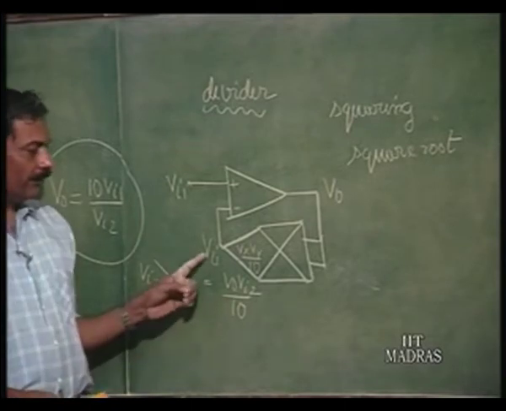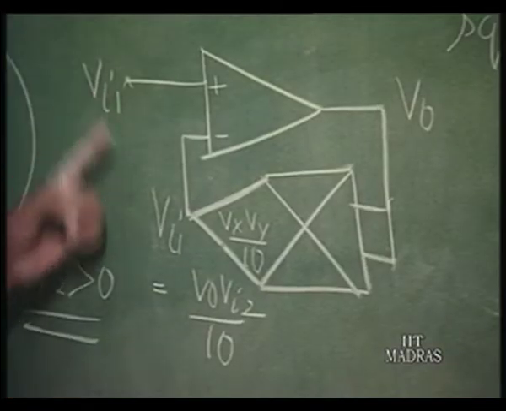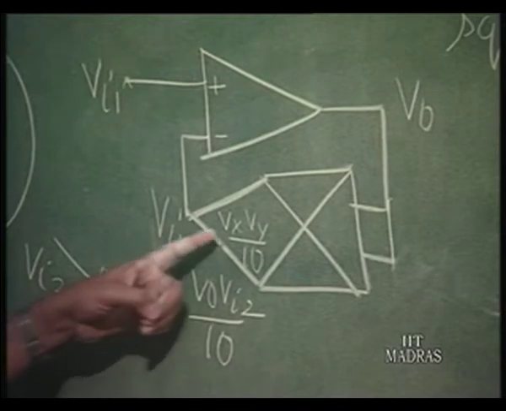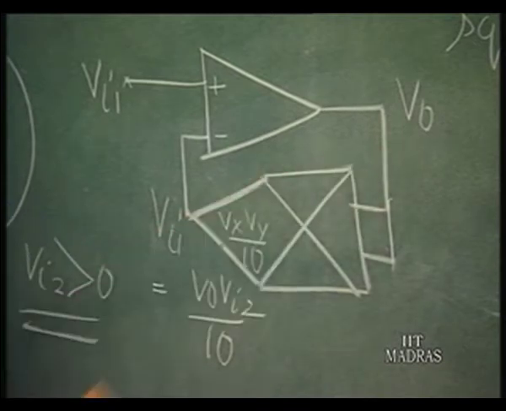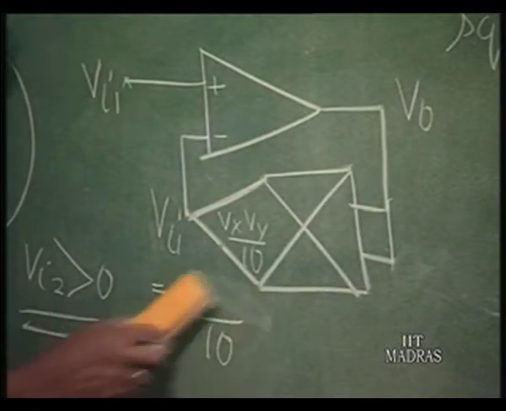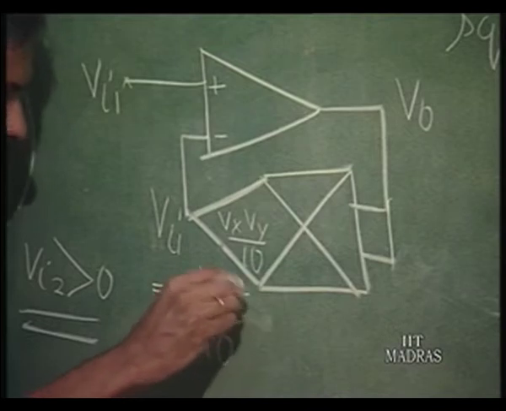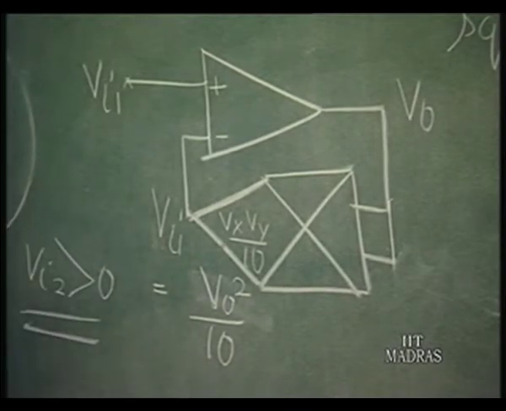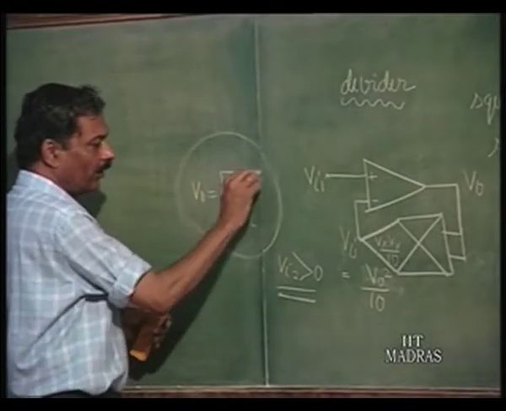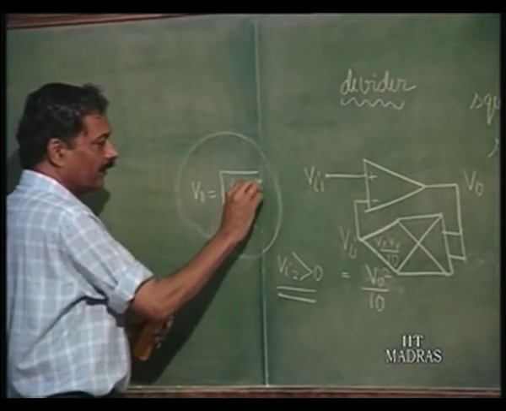So, V I 1 still remains the same. Now Vx and Vy both are equal to V naught. So, multiplication will result in V naught squared, and we get V naught squared by 10 is equal to V I 1, or V naught is equal to root of 10 into V I 1.